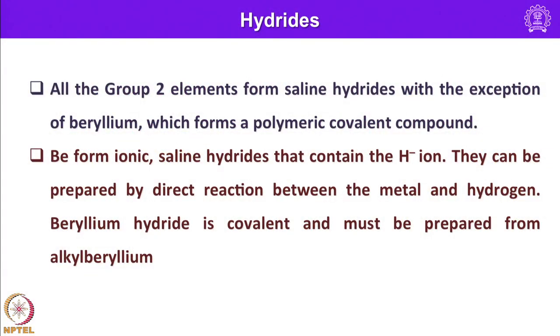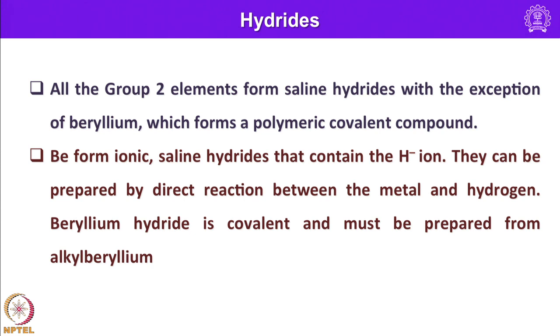Let me begin today's lecture with group 2 element hydrides. Let me start the discussion on the hydrides of group 2 elements. All the group 2 elements form saline hydrides, that is ionic hydrides, with the exception of beryllium, which forms a polymeric covalent compound. It forms a one dimensional polymeric beryllium hydride chain, and the other elements form ionic saline hydrides that contain the H minus ion.